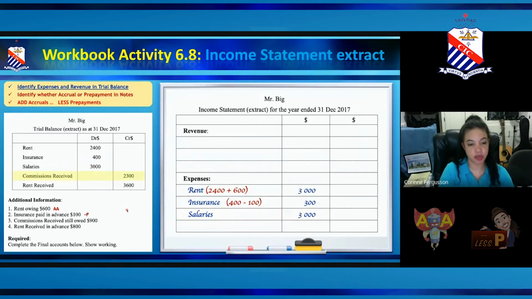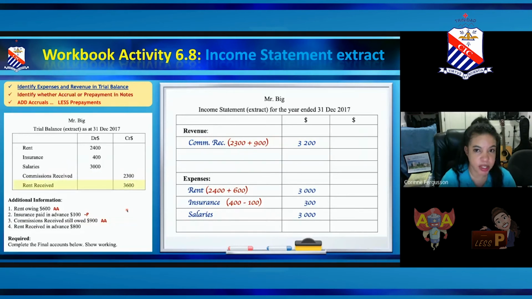Moving on quickly. Commissions received is revenue. You look below. Is there anything for commissions received? Yes, there is. There is a still owing, which is an accrual. What do you do? Add accruals. Go under revenue, you write commissions received, and you must show your working: 2,300 from the trial balance plus your accrual of 900, and that gives you 3,200.